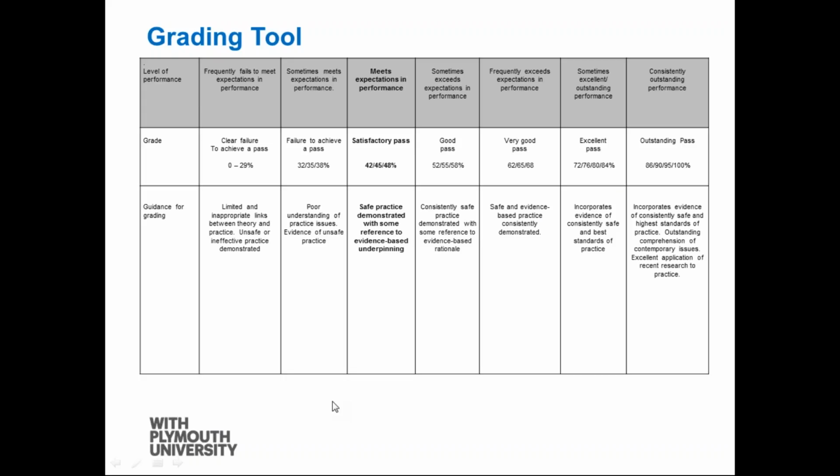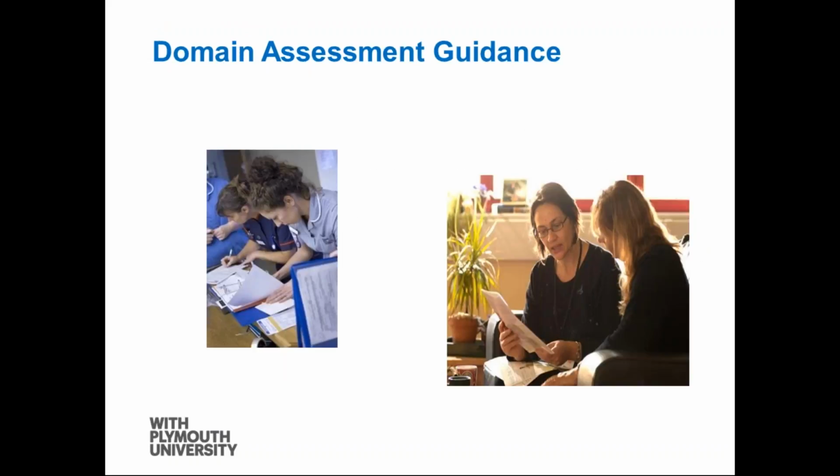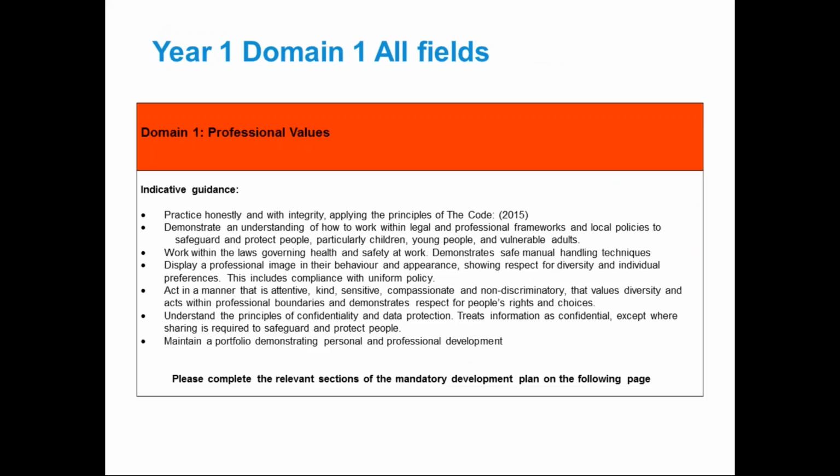On testing this tool, we found that mentors found it a lot easier to make judgments about students. So we're hoping that works well for you. So let's have a look at the domains. Here's an example of our Year 1 students, Professional Values Domain 1. Here we're looking at the indicative guidance and we're looking at these items.